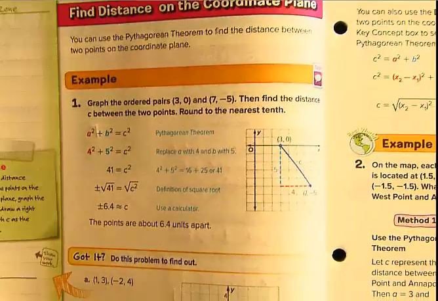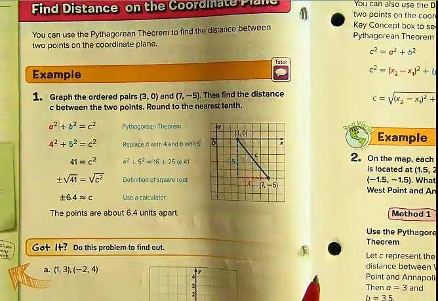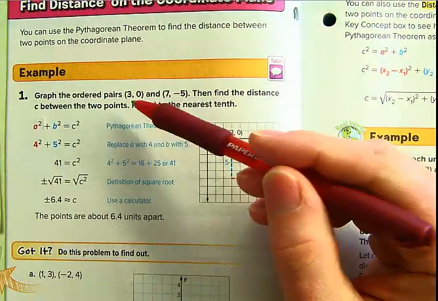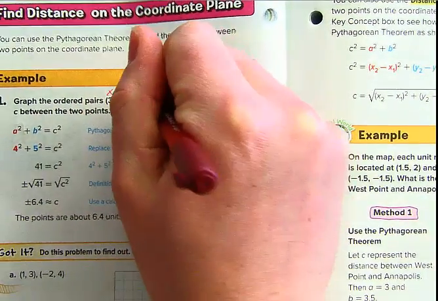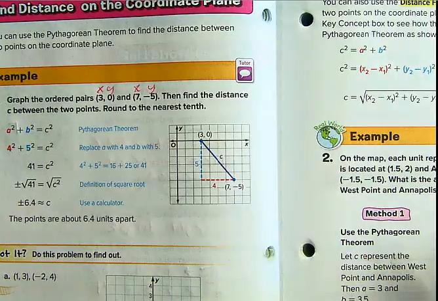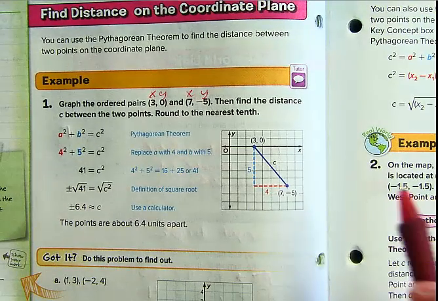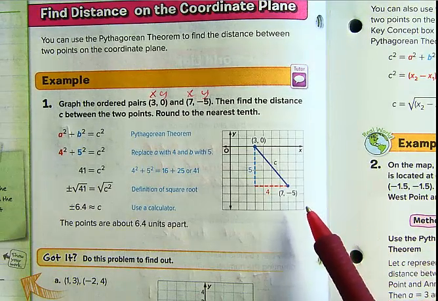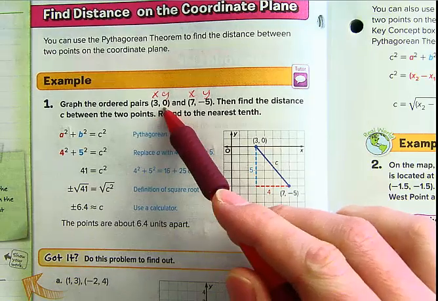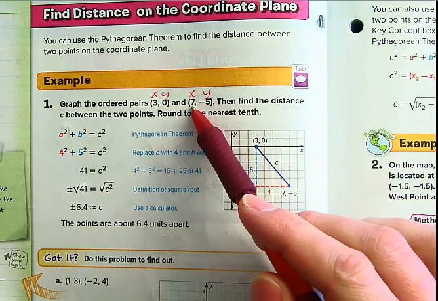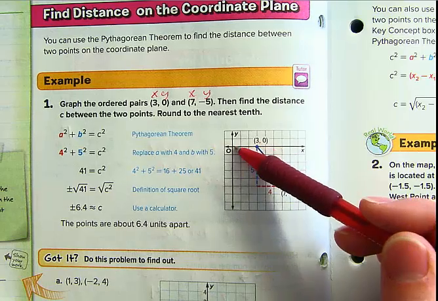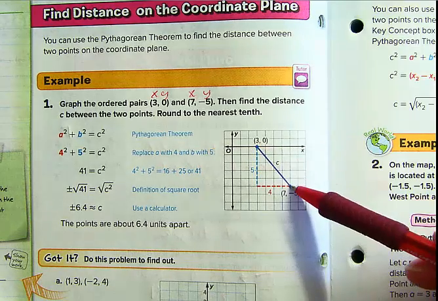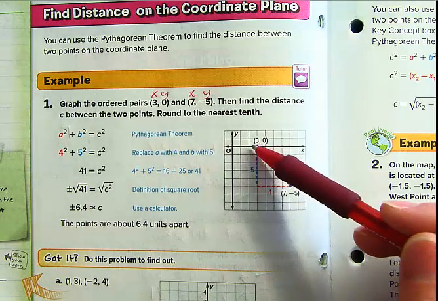Now let's see a little bit more how this works on an actual grid. Well, here I have 2 points. Remember, points are always XY, XY, all right? So it says graph ordered pairs (3, 0) and (7, -5). So that means forward 3, up and down nothing. That means forward 7, down 5. So we have a point, forward 3, up and down nothing from the origin. Then we have a forward 7, down 5. So we have these 2 points.